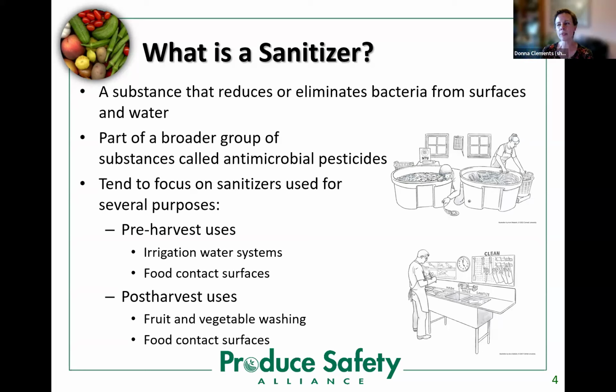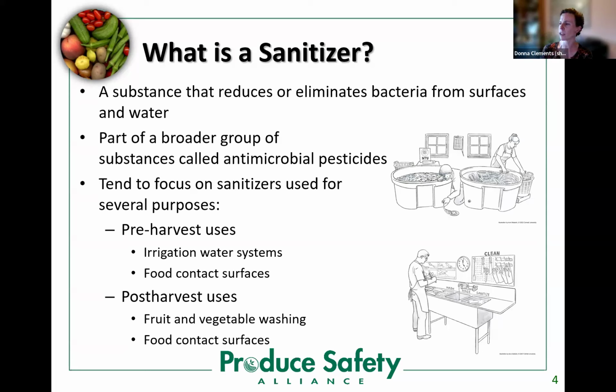And when we talk specifically about produce safety, we really tend to focus on sanitizers used for a few different purposes. And we separate this into pre-harvest uses, so those that might be used for irrigation systems or irrigation water systems, and food contact surfaces, as well as post-harvest uses. And these are generally used for fruit and vegetable washing, also called process waters, and food contact surfaces.